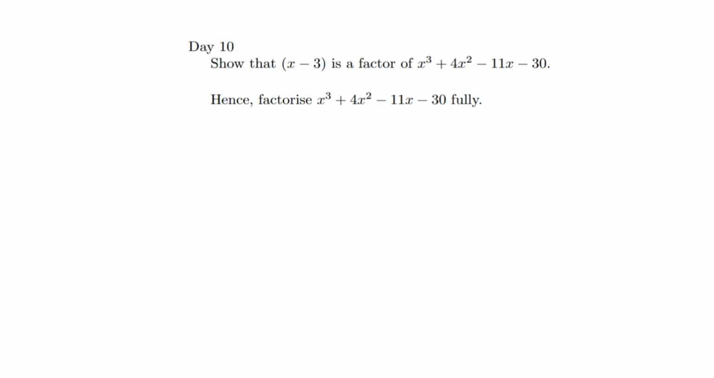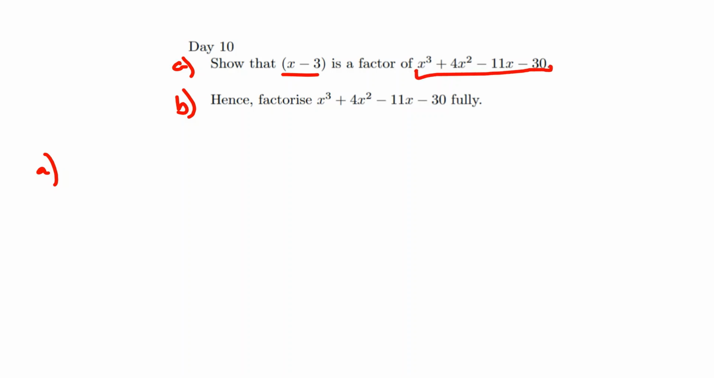Now, yesterday we were given the question, show that x minus 3 is a factor of x cubed plus 4x squared minus 11x minus 30. And then we were given the hence factorize that expression fully. So let's just call this A and B. So A, we want to show that this is a factor of our expression here.